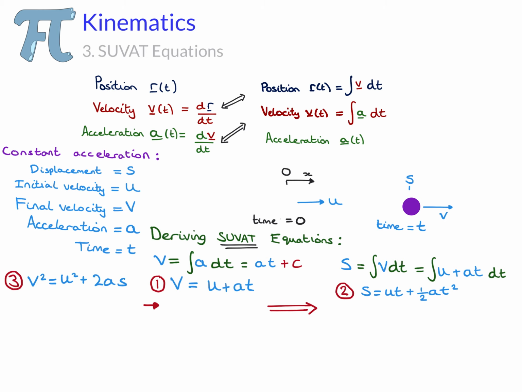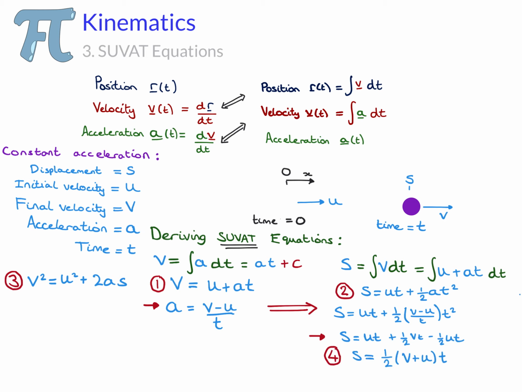The second way that we do this is to write the top equation in terms of a and sub it into the other equation. A bit of algebra shows us that s is equal to (v plus u) over 2, multiplied by t.